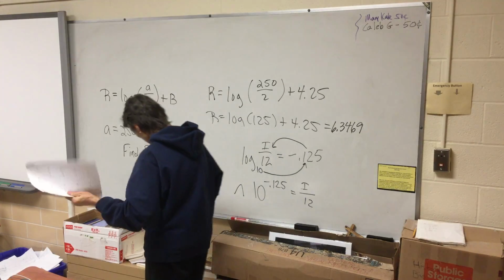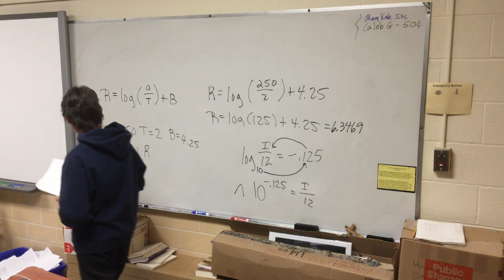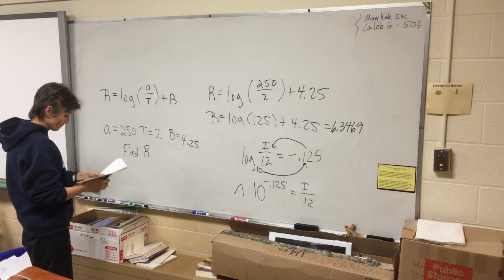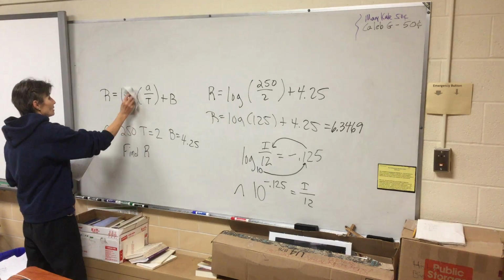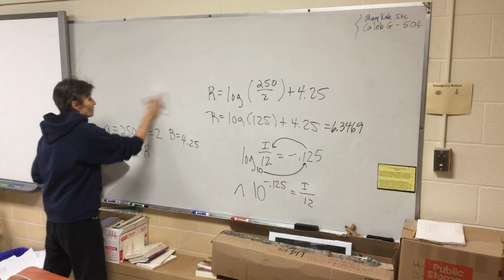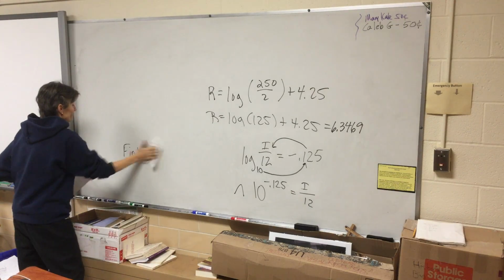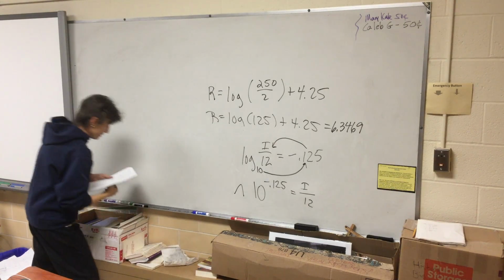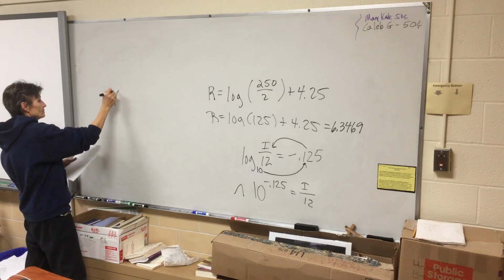So we're putting away the calculators. No calculator for this part of 3.5. We'll use a calculator for part of it, but not part 1. Part 1 is no calculator.